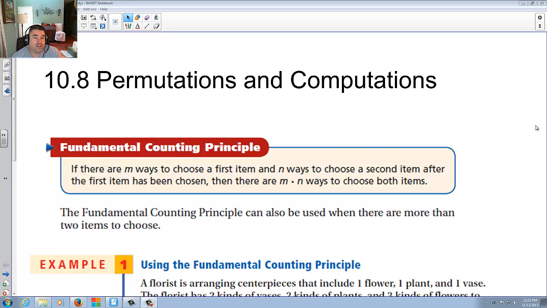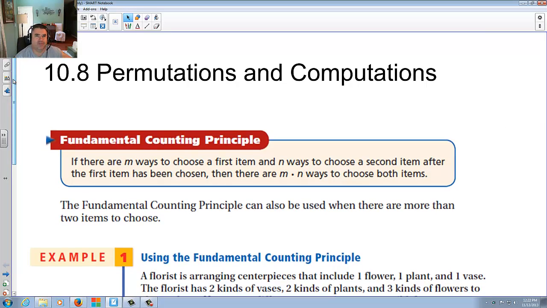Hi, welcome to the next installment of AT Math 10.8, Permutations and Combinations. We're going to take our time with this one because there's lots of stuff to talk about.